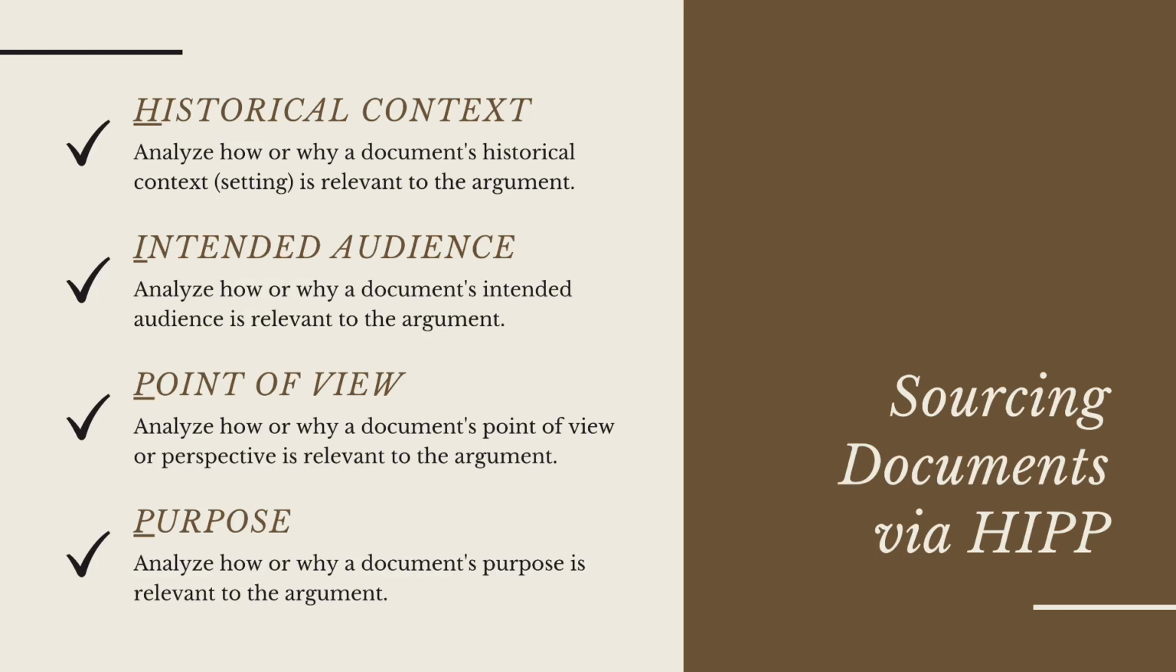Let's go over the acronym for HIP. The H stands for historical context, which is the historical context or setting behind that document and the developments happening during that time period. The I stands for intended audience, who is this document being written to and who is reading it. Next up is P for point of view, the author's perspective, opinion, and background on the subject. And lastly is purpose, why is the author writing this document and the main goal behind it.